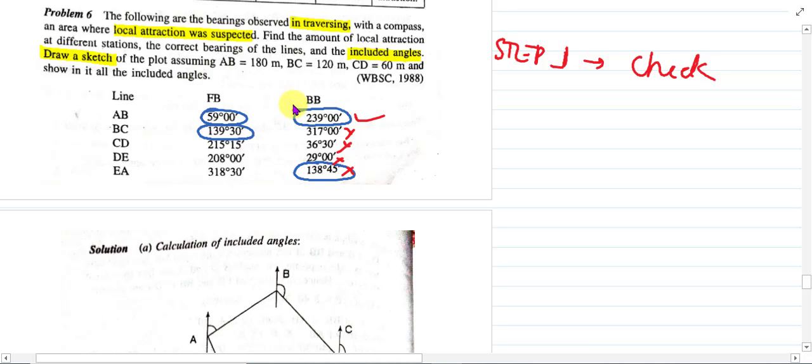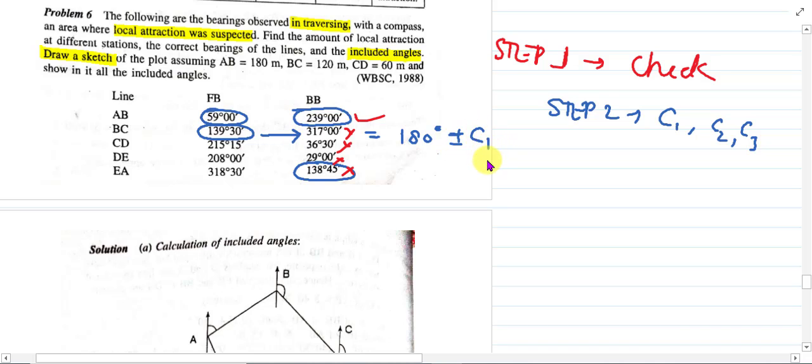After doing this, step number 2, find C1, C2, C3 and so on at the different stations. These are the local attraction. Now how much amount you will add or subtract in this value so that it will give the correct difference between forebearing and back bearing equal to 180. That amount which you add or subtract is known as correction 1. Similarly, you have to find correction 2. This correction 2 is applicable to D point. This correction C1 is applicable for C point.